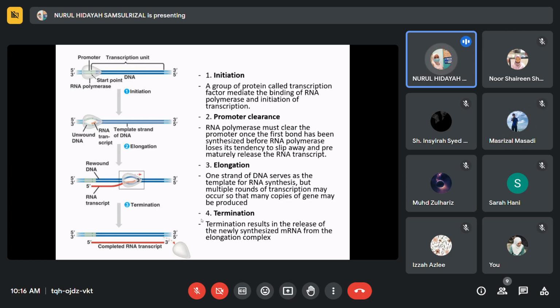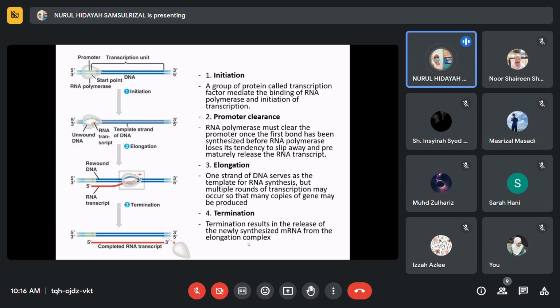Okay, so I do not need to elaborate more about this process, this mechanism, because you already know the concept. Just we go through secara terus, cepat saja kita lalu. So they have four steps here. The first one is initiation, and then we have promoter clearance, and then we have elongation and termination.